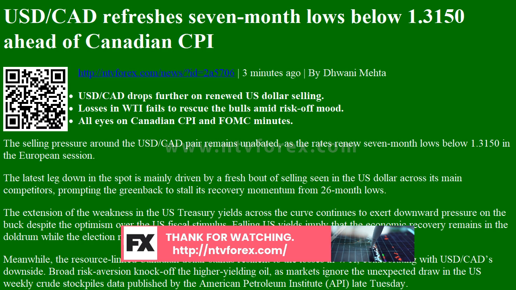USD/CAD technical levels. Considering the break of key supports, the quote is likely to extend the downside towards the 1.3100 round figure as an immediate rest point before attacking the 1.3050 level, comprising the 61.8% Fibonacci retracement.